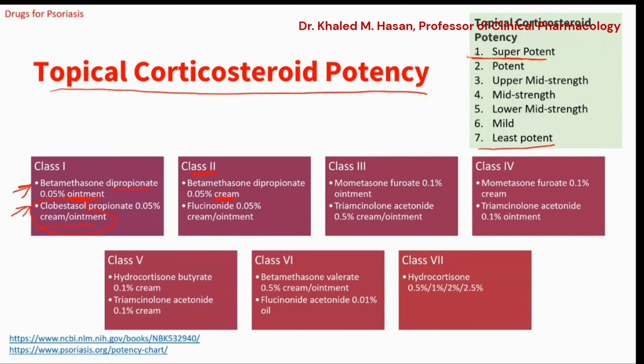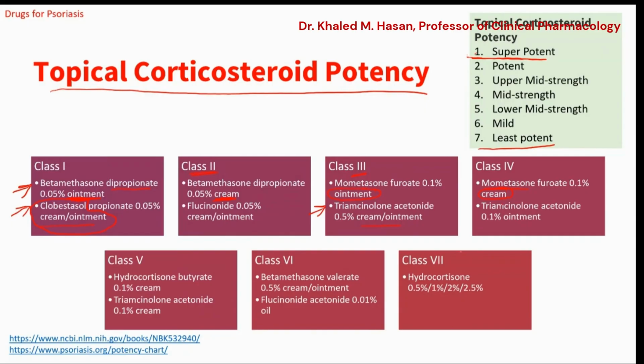Okay, fluocinonide, that's fine. Moving to class number 3, triamcinolone. You are familiar with this name, triamcinolone. We discussed it somewhere else. And we have betamethasone cream and ointment. You can see here we have ointment, stronger. The cream is the same medication, but less potent.